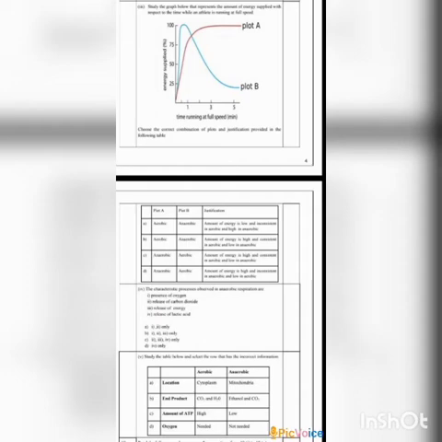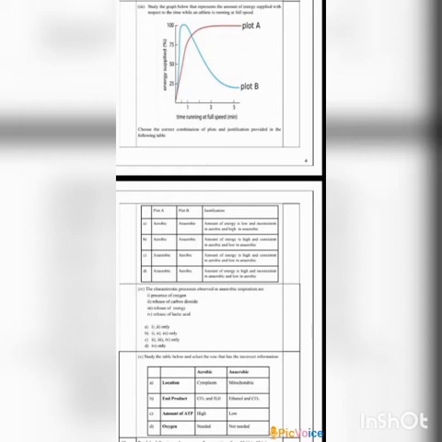Next one, fourth question. The characteristic processes observed in anaerobic respiration are. Four processes are given: presence of oxygen, release of carbon dioxide, release of energy, release of lactic acid. We know that in anaerobic respiration, carbon dioxide, energy and lactic acid will be produced in muscles. So option C is the answer. 1, 3 and 4 only. Option C is the answer.